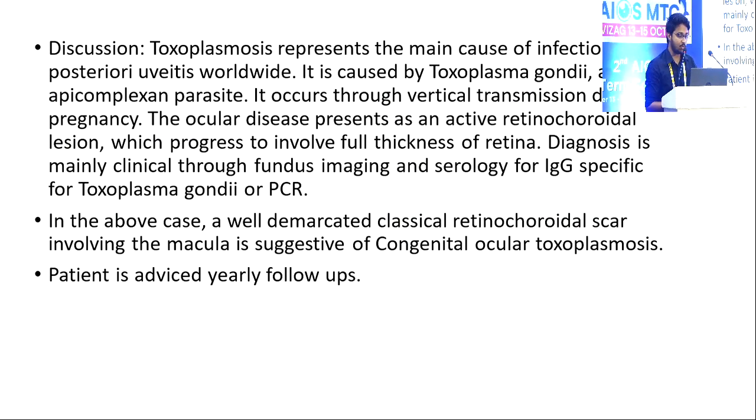Discussion: toxoplasmosis represents the main cause of infectious posterior uveitis worldwide. It is caused by Toxoplasma gondii, an apicomplexan parasite, and it occurs through vertical transmission during pregnancy. It may also occur by ingestion of contaminated meat and through water. The ocular disease presents as an active retinochoroidal lesion, which progresses to involve the full thickness of the retina. Diagnosis is mainly clinical through fundus imaging and serology of the patient for IgG specific antibodies, and also PCR of the ocular fluids, namely aqueous humor and vitreous.